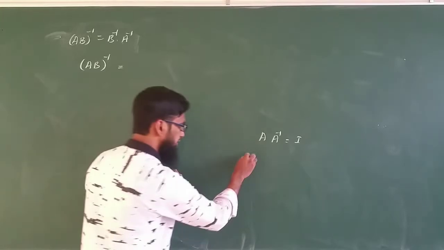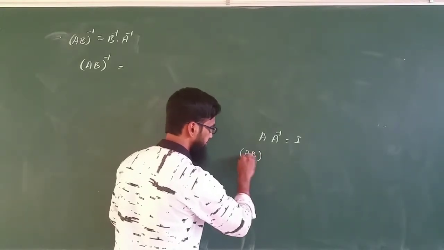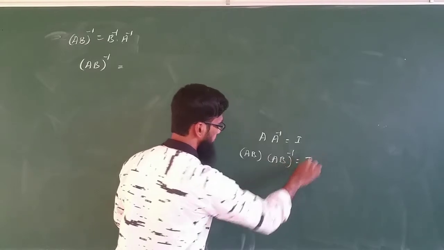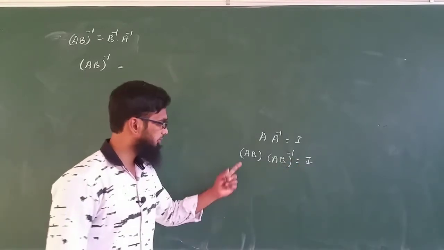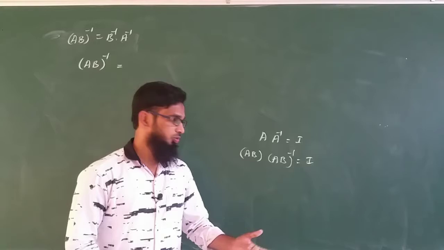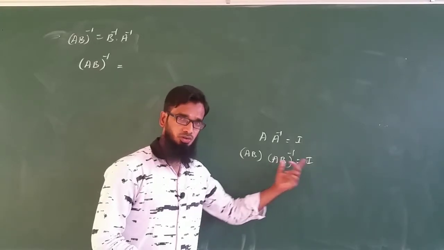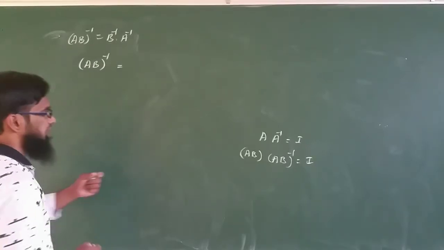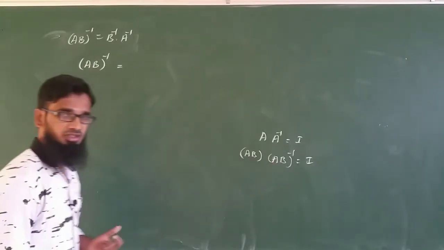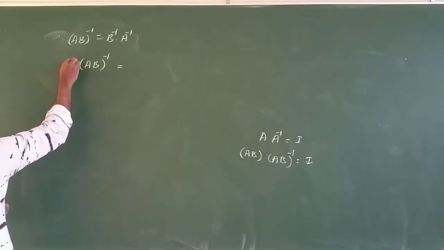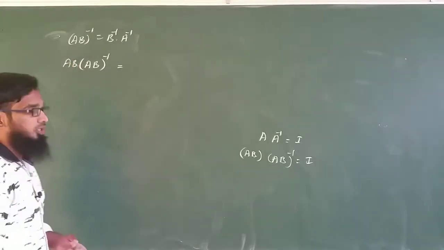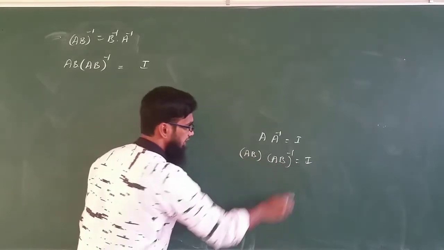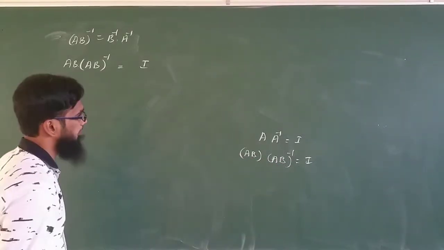Now even if I multiply this AB, if I take AB into AB whole inverse, it is equal to I itself. Why? Because this AB is also one of the matrices here. So the inverse of this AB also gives us I. Similarly, I'll take this part, AB into AB whole inverse is equal to what? The right hand side I can take, it is the identity matrix I here.